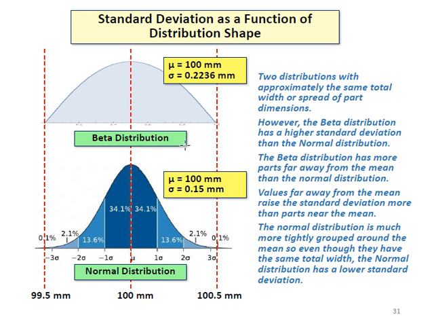So what this slide is teaching you is that the two distributions, beta and normal, with the same mean and a similar range, from here to here, can have different standard deviations. One is this and the other one is that, depending on how your data points are distributed around the mean.